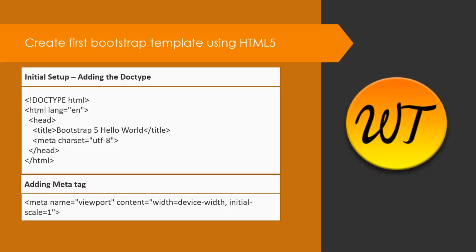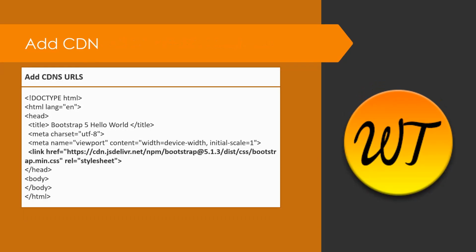Now we are going to create our first Bootstrap template using HTML5. So here, if you see, I have added doctype, HTML, head, title, meta tag. These are the tags I have added. Now we are going to add one more tag called viewport. Now we are going to add the CDN URL.